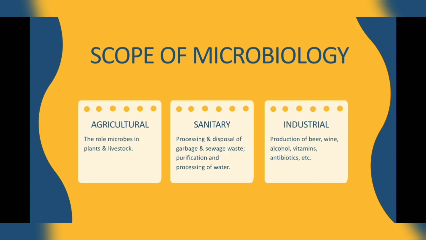We also have agricultural microbiology. Its role concerns the microbes in plants and livestock. Next is sanitary microbiology. Its role is for the processing and disposal of garbage and sewage waste, and the purification and processing of water. We also have industrial microbiology, whose function is for the production of beer, wine, alcohol, vitamins, antibiotics, etc.